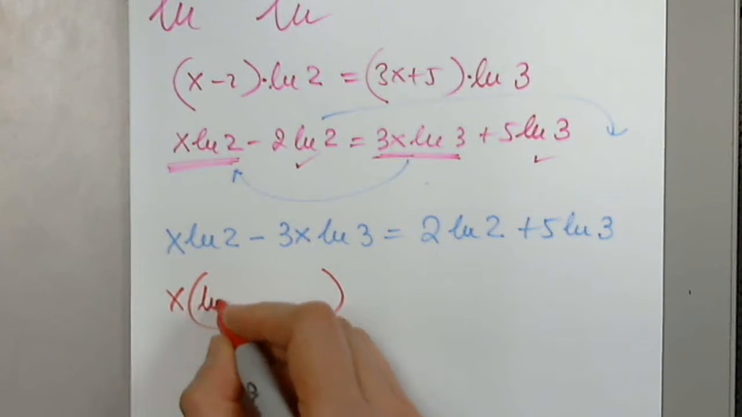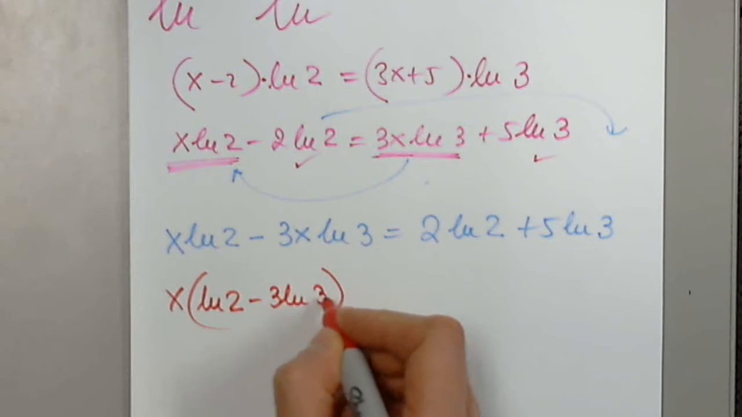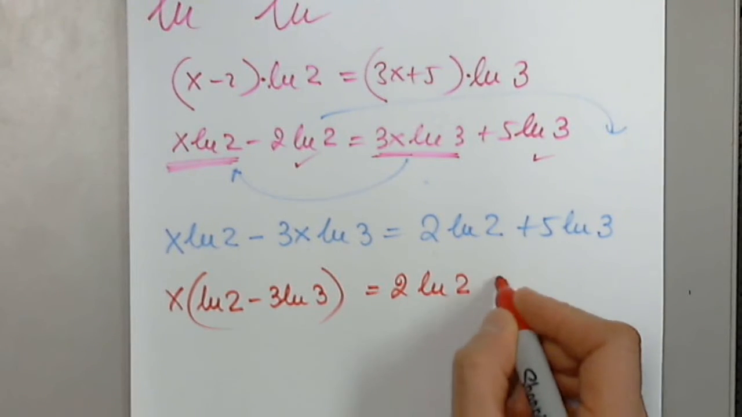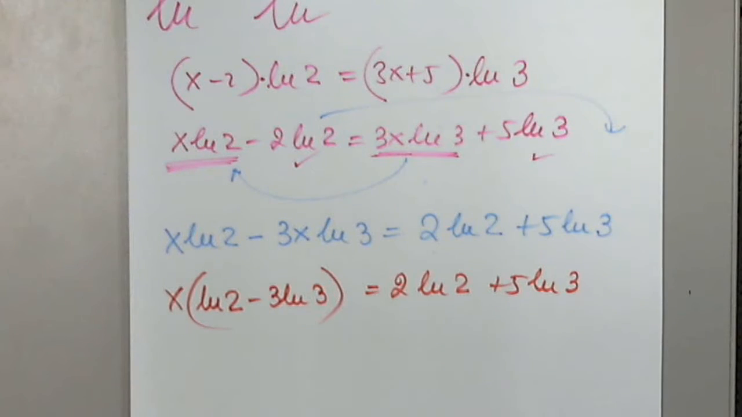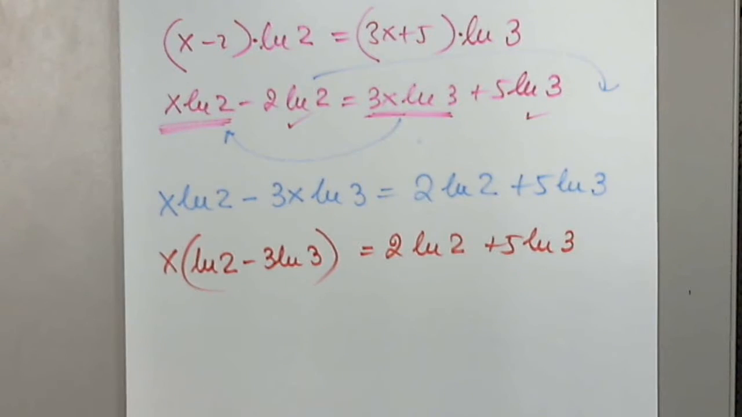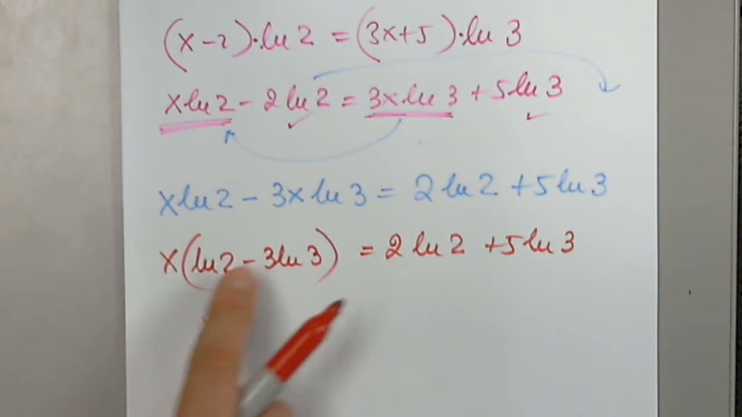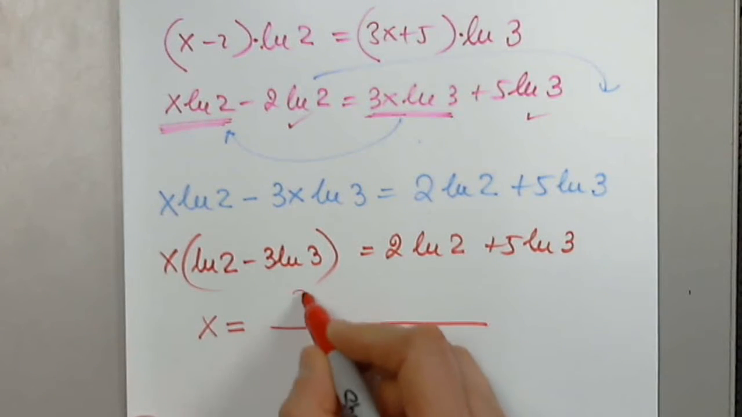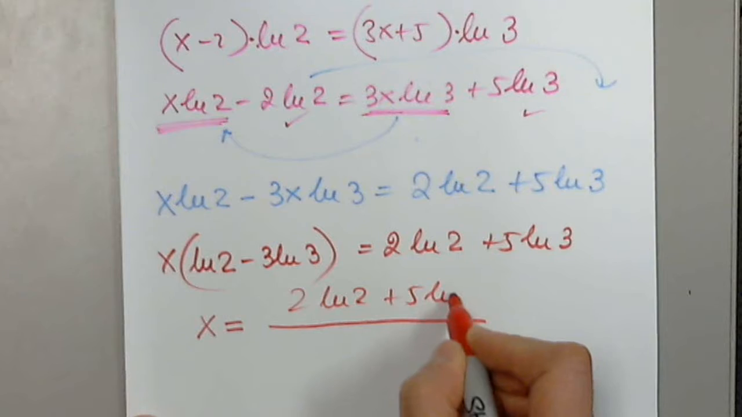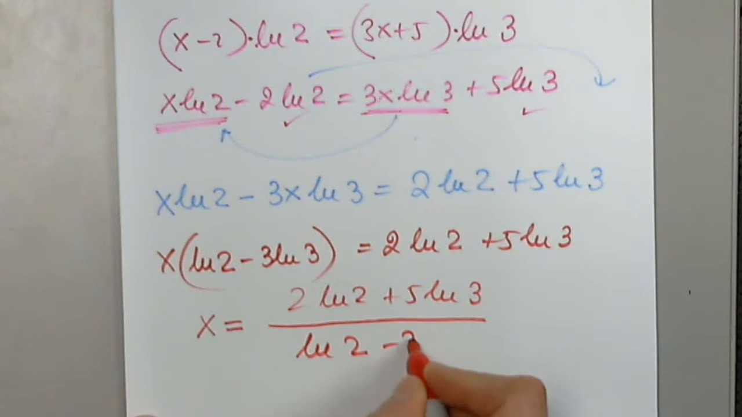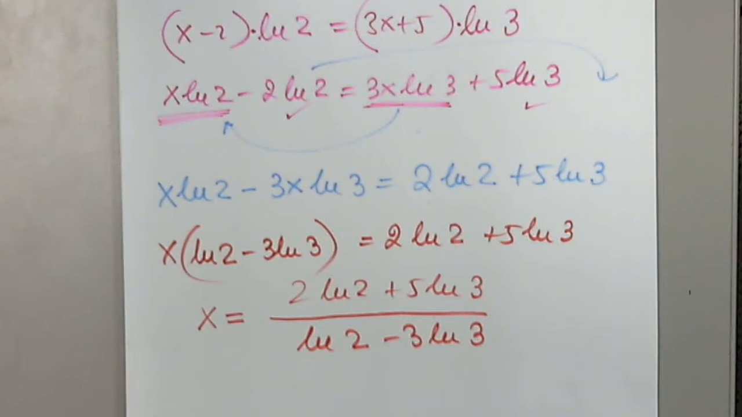Perfect. So then I have x times natural log 2 minus 3 natural log 3, and the right-hand side is 2 natural log 2 plus 5 natural log 3. If you go back when you study for this test, you will see problems like this one from the book. And then finally, what do I have to do to both sides? Divide by whatever number multiplies x. Very good, awesome. So x equals 2 natural log 2 plus 5 natural log 3 over natural log 2 minus 3 natural log 3. Do not attempt to simplify anything. Nothing is simplifiable here.